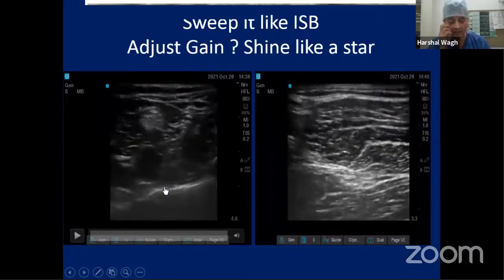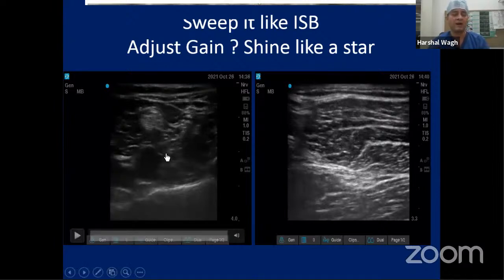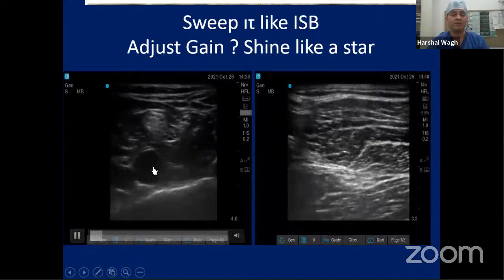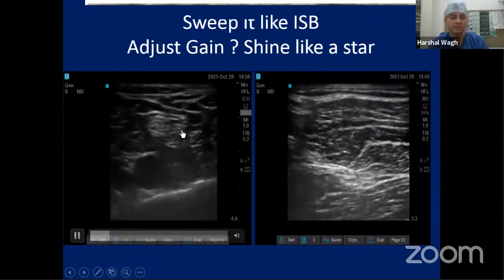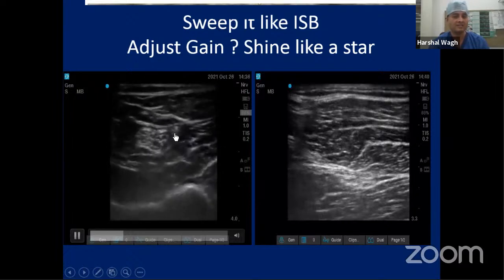When we do an interscalene block, we always say that you want to scan from the supraclavicular area and sweep up the neck to identify the structures in the neck. I don't see any reason, and I do it many times, why, if I can't identify the sciatic nerve, there is any harm in going down to the popliteal area, identifying the popliteal vessels, identifying these two structures that are coming together to form the popliteal nerve, and then scanning up.